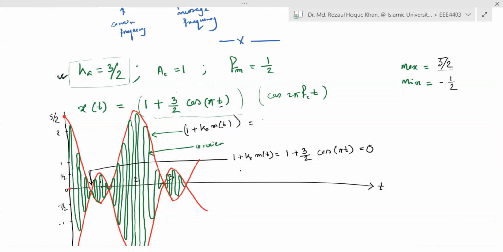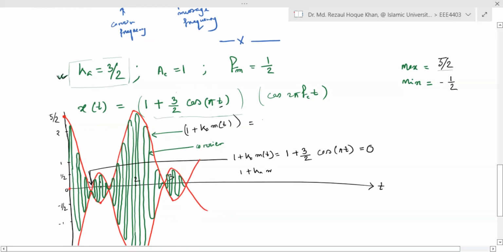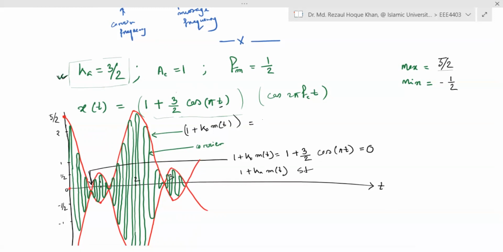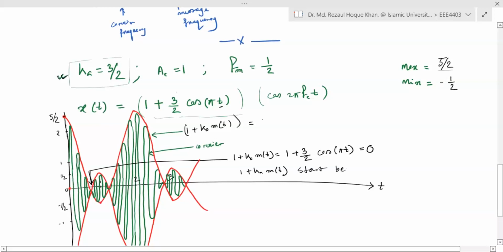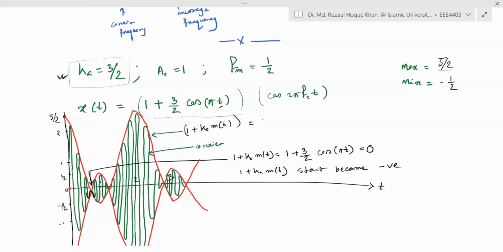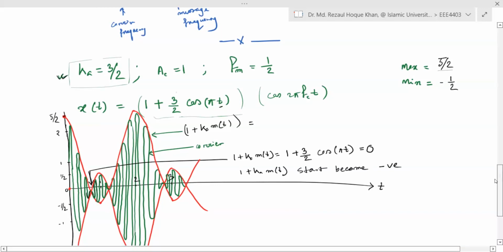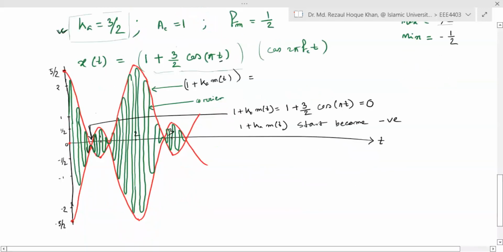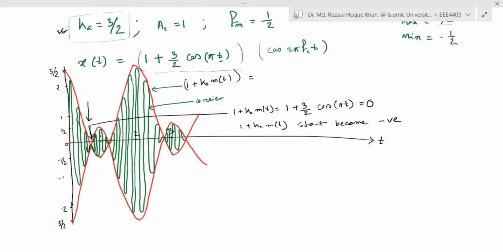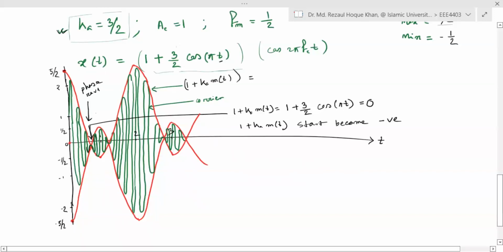So 1 plus Ka m(t) starts becoming negative. See here, you can see the phase here. This one goes, and here the phase changes. It becomes the negative one. This is called the phase reversal in the modulating signal. This is actually phase reversal. So this point also here is the phase reversal in the modulating signal.